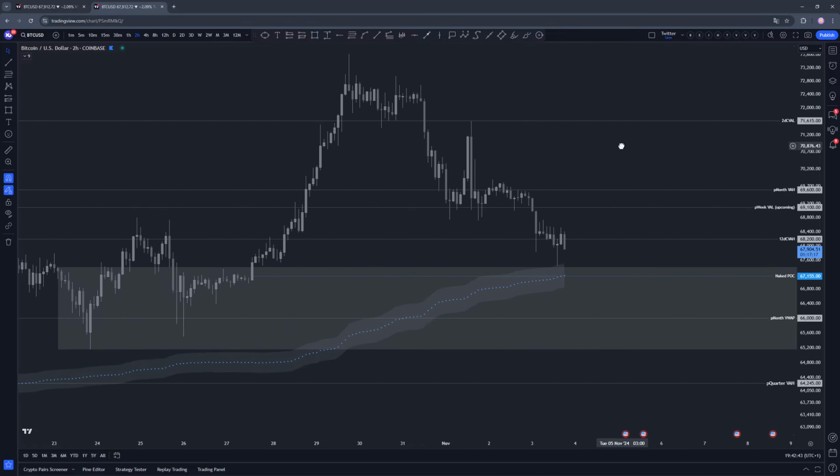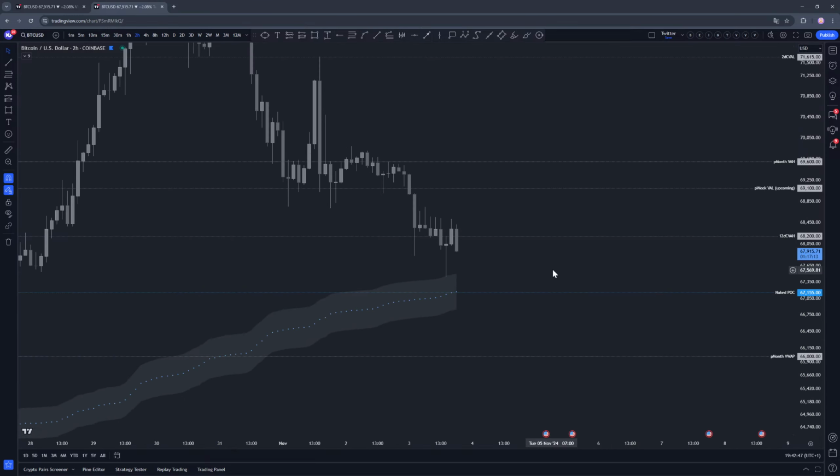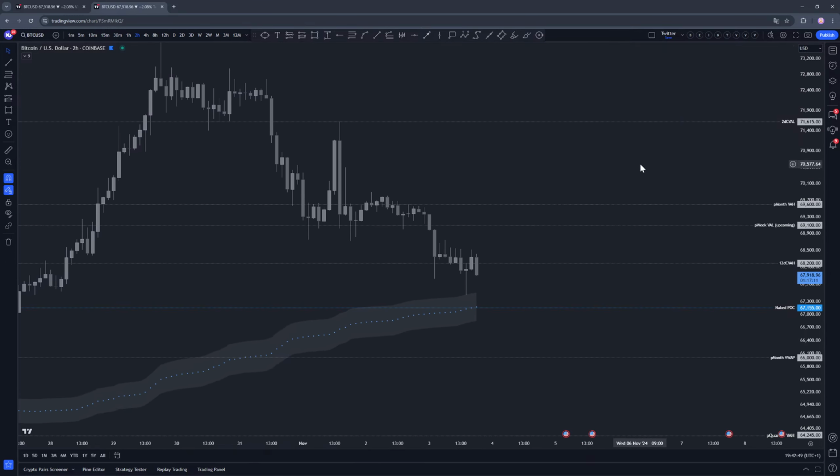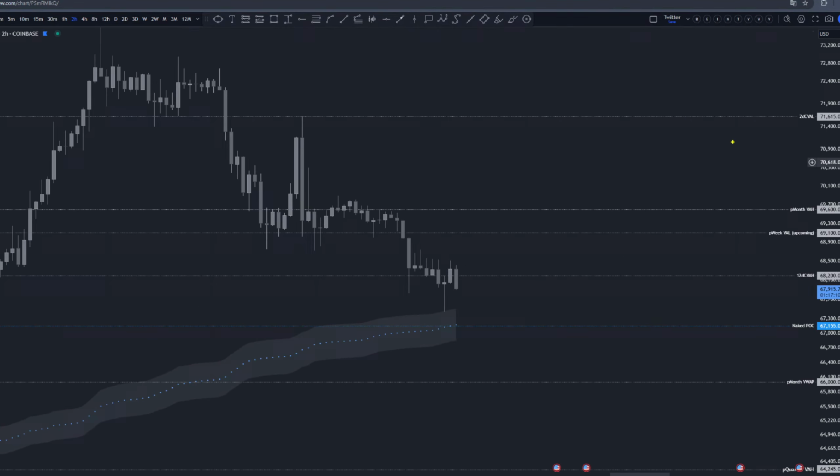Right here, we can see that daily support. Let's get rid of that. Let's zoom in a bit more. And then we have the 2-day composite value area low to the tick, right? We auctioned higher, rejected there, and then we started to trade lower. This is what I based the Ethereum short on.